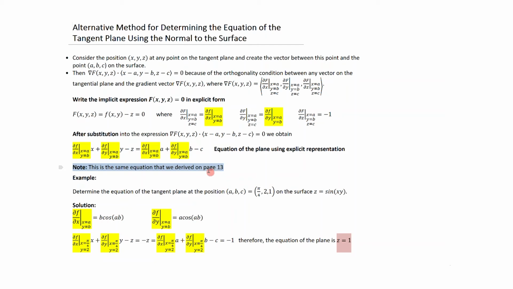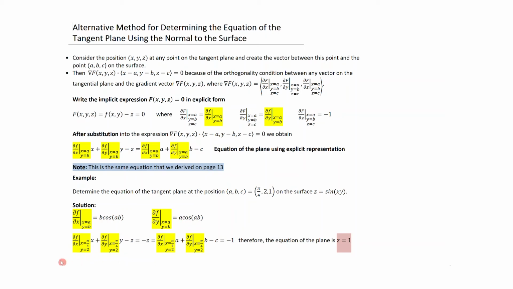So let's work through an example here. Determine the equation of the tangent plane at the position pi over 4, 2, 1 on the surface z equals sine xy. What we'll do is take the partial of f with respect to x, evaluated at x equals a, y equals b, on this function here. So we get b cosine ab. We'll put in the values of a and b later, but for now we keep it in a very generalized form. For partial f with respect to y, we end up with this expression.